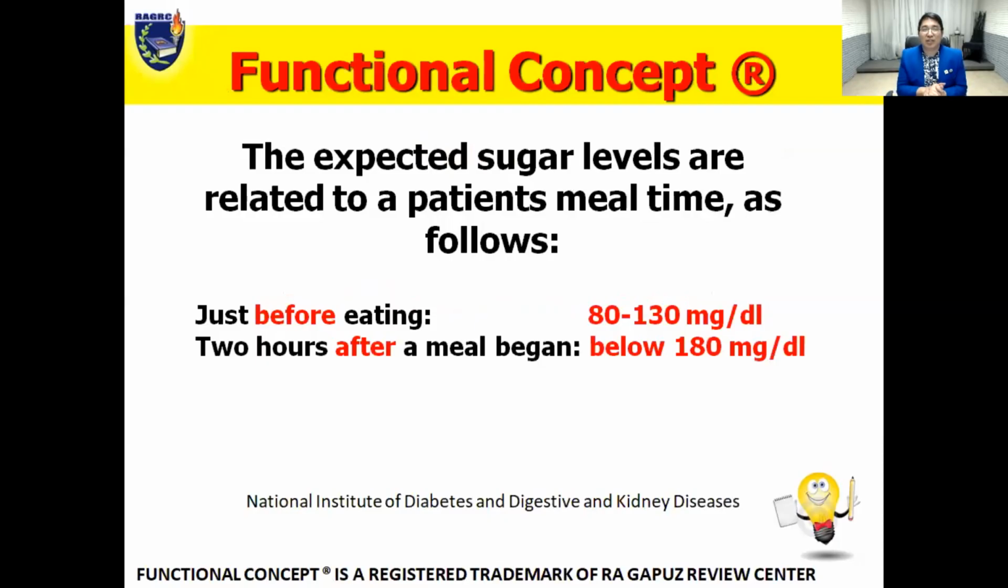Now let's begin with the functional concept. According to the National Institute of Diabetes and Digestive and Kidney Diseases, the expected sugar levels are related to a patient's mealtime as follows. Just before eating, the blood sugar level should be between 80 to 130 milligrams per deciliter, and 2 hours after a meal began, it should be below 180 milligrams per deciliter. Why is this important? Because the level of sugar, from the monitoring you've done on your patient, determines the amount of insulin that they would need, okay?